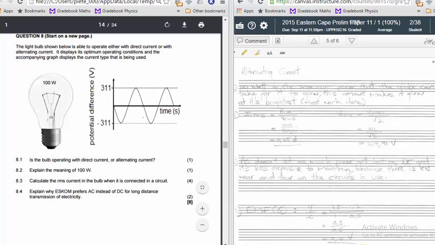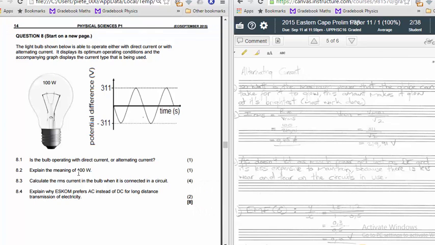explain the 100 watts. Okay, so what does 100 watts mean? The student says 100 watts is the maximum power that the globe can take for it to glow. This amount makes it glow at its brightest, which is the most work done. Yes, that is definitely true. You could say it that way.